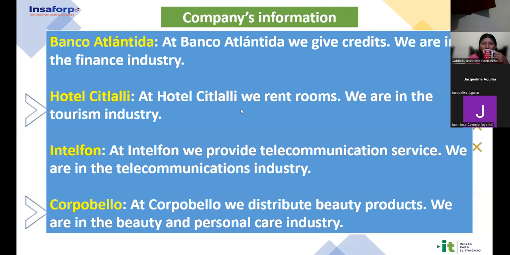Okay, continue. Banco Atlántida. At Banco Atlántida, we give credit. What is the activity? We give credit. What is the industry? They say we are in the finance industry.